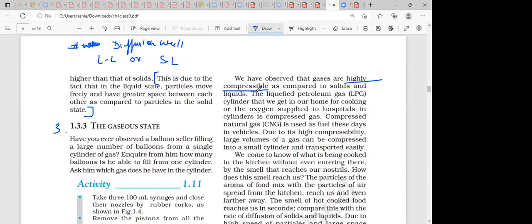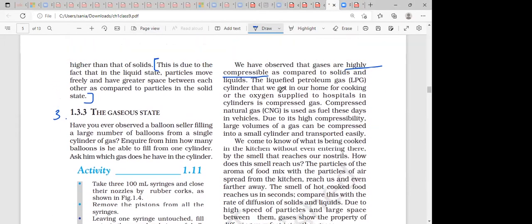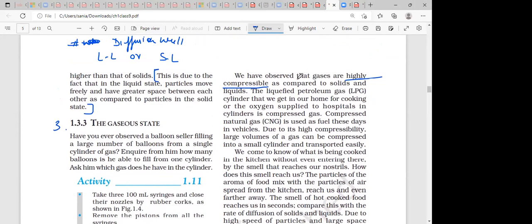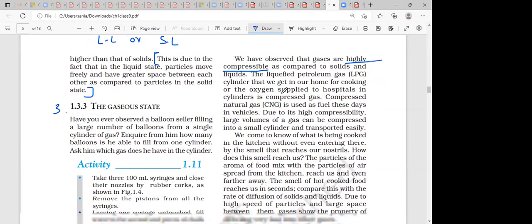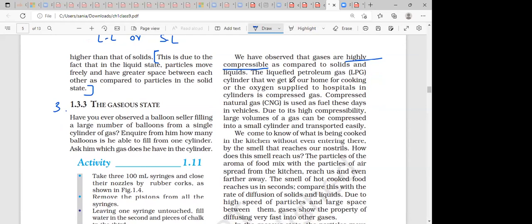Okay. So we'll just quickly give it a reading, whatever is written over here, right? We have observed that gases are highly compressible as compared to solids and liquids. The LPG cylinder that we get in our home for cooking, or the oxygen supplied to the hospital in a cylinder, is compressed gas.